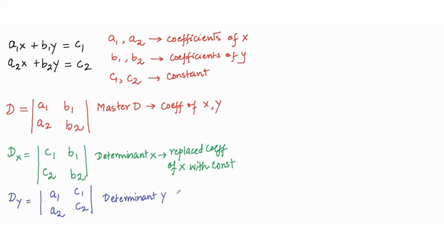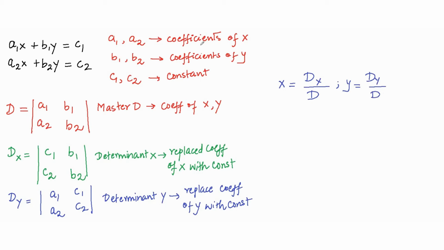This is the determinant for y, where you replace coefficients of y with constants. Okay, and then the value of x is calculated as determinant x divided by the master determinant, and y is calculated as determinant of y divided by the determinant.